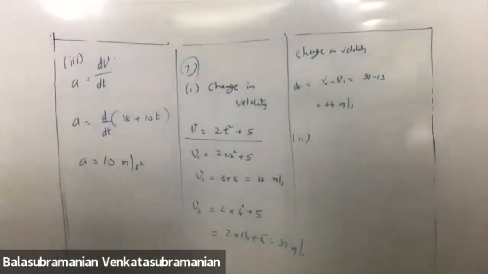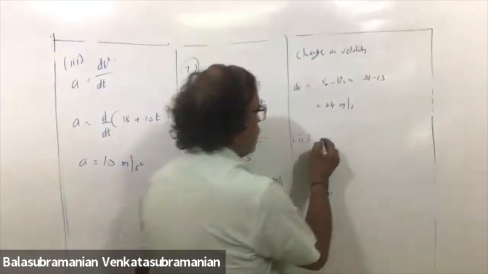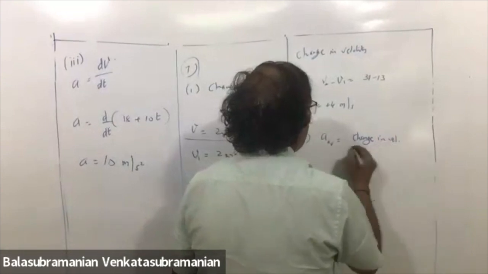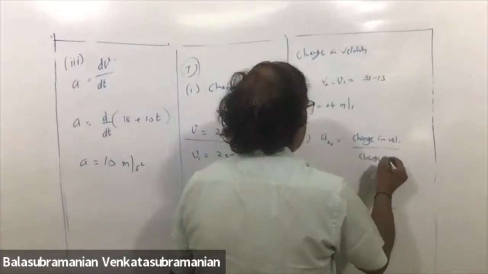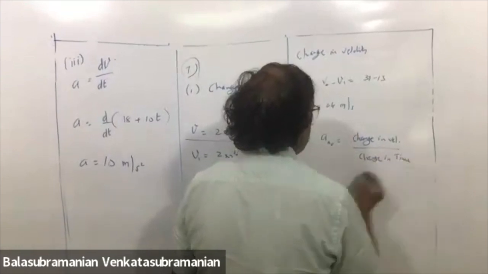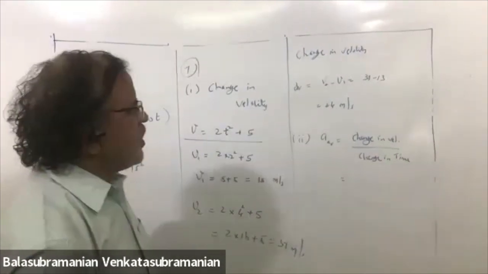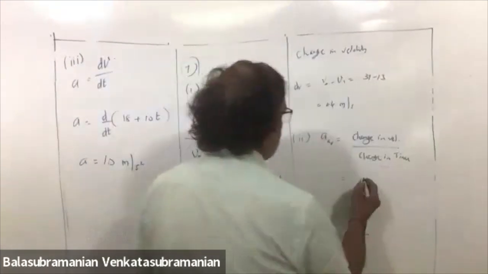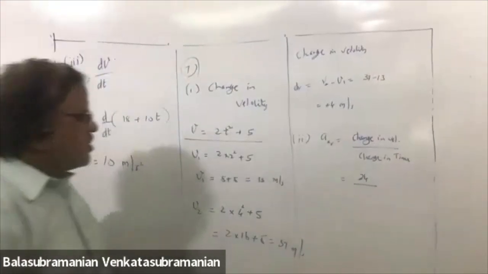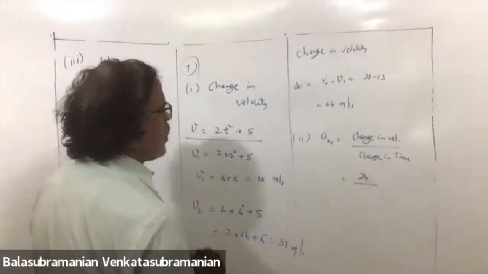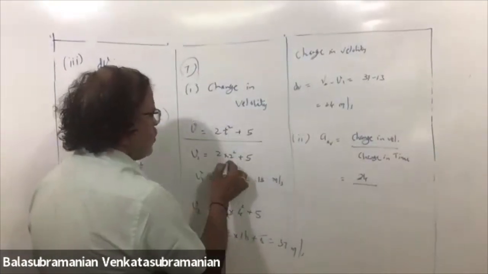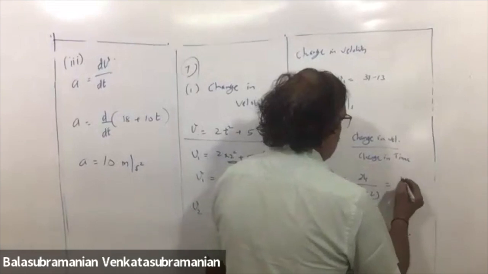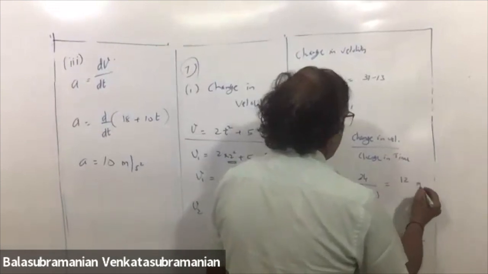Second subdivision. Average acceleration. Average is change in velocity by change in time. Rate of change of velocity. What is change in velocity? 24. Just now we have calculated 24. By change in time, T2 minus T1. What is T2 minus T1? 4 seconds minus 2 seconds. 24 by 2, 12 meters per second.